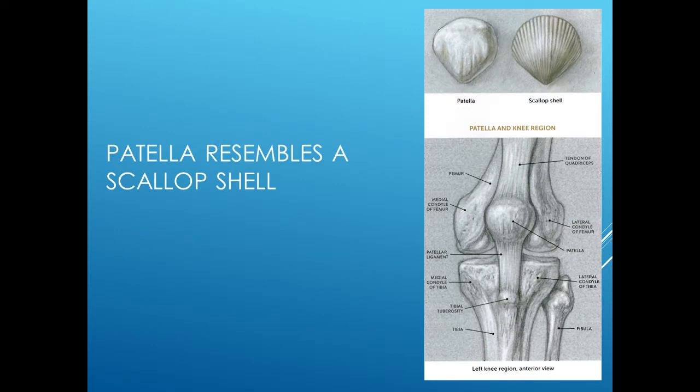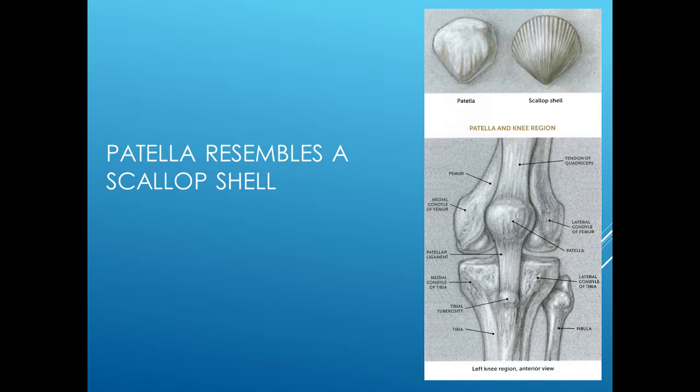So here's the patella. The patella or kneecap resembles a scallop shell. It's not that large, and it kind of protects that whole knee joint. We can see it right here, and it is attached through these 2 tendons: the tendon of the quadriceps and then the tendon of the tibia here. The patellar ligament is what is going to attach it here.